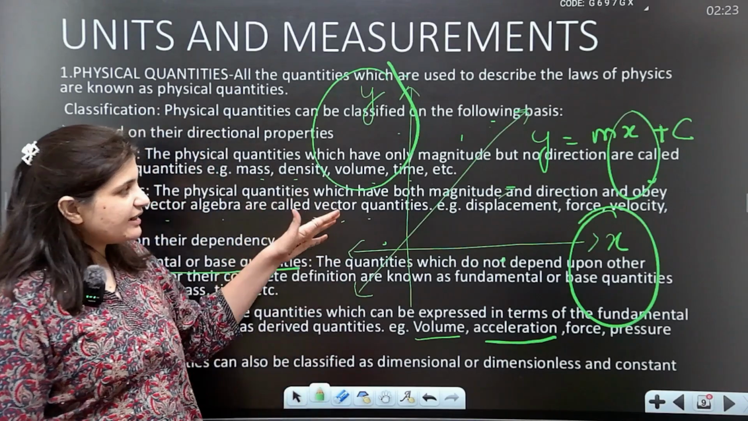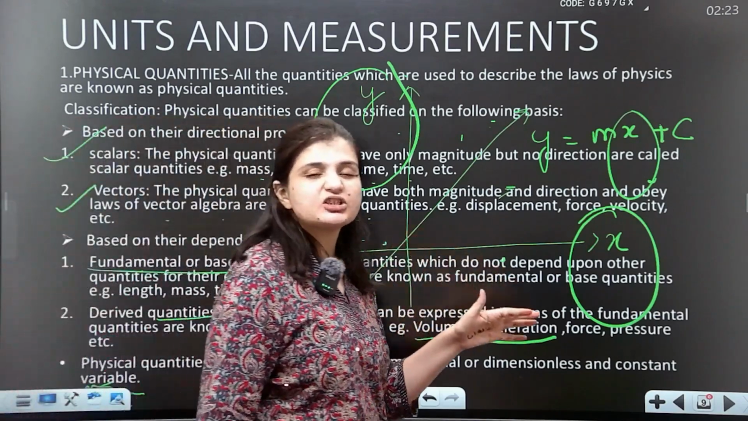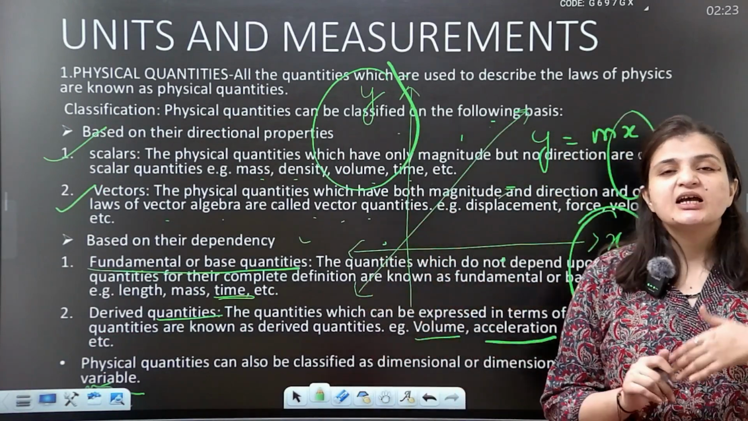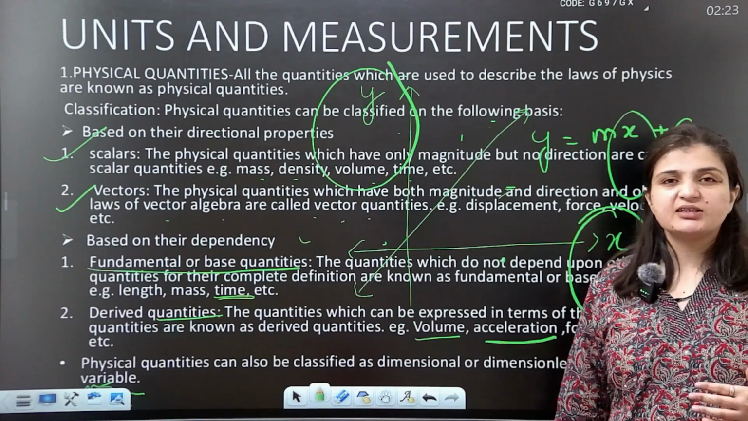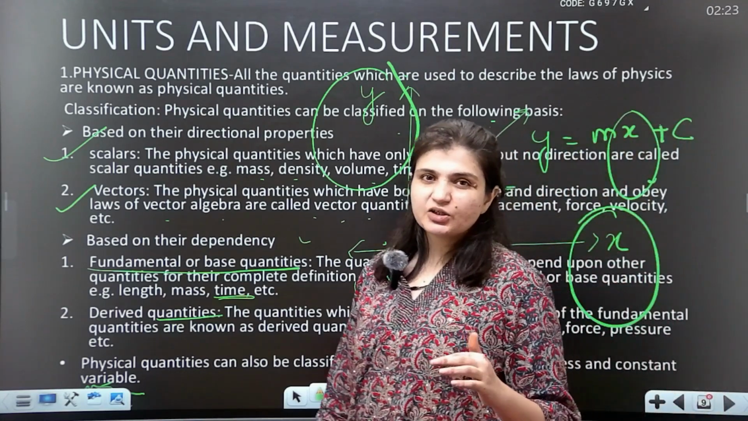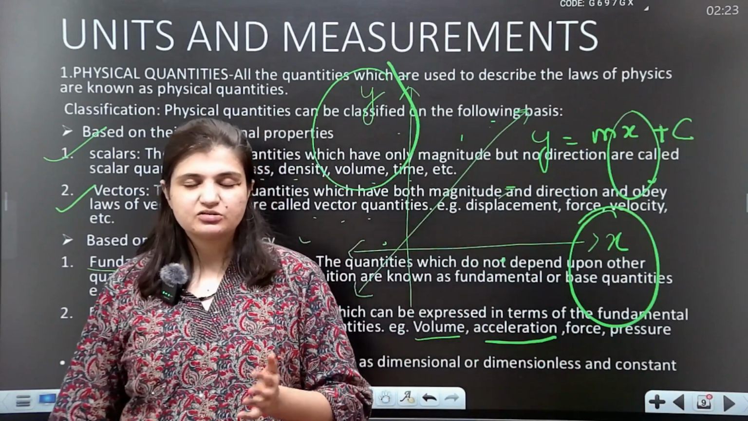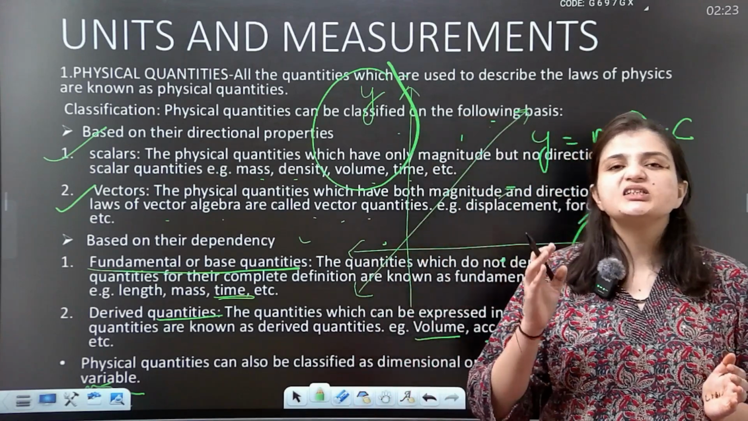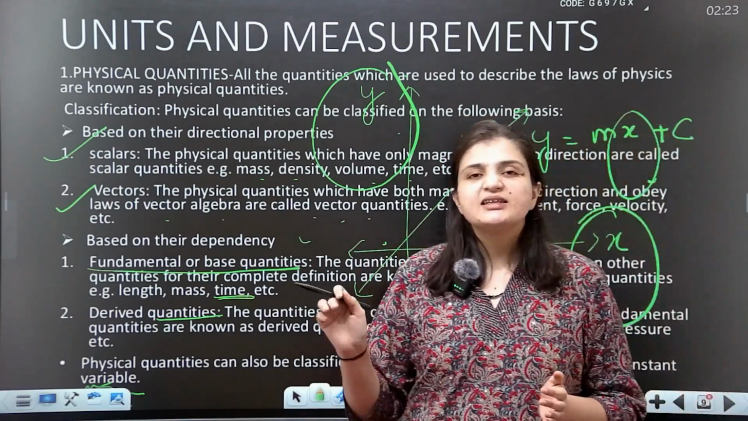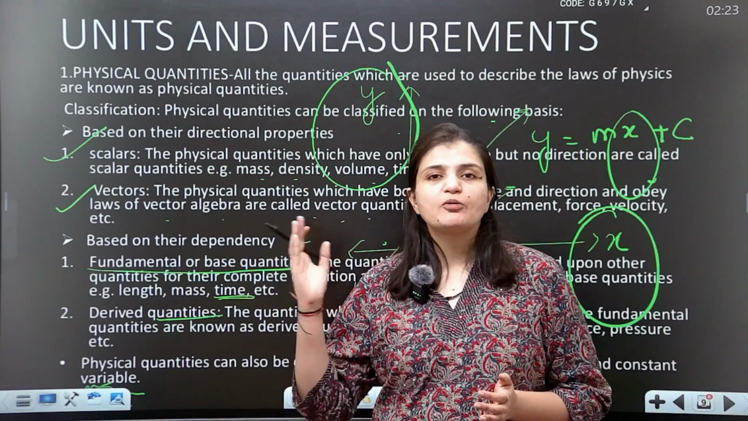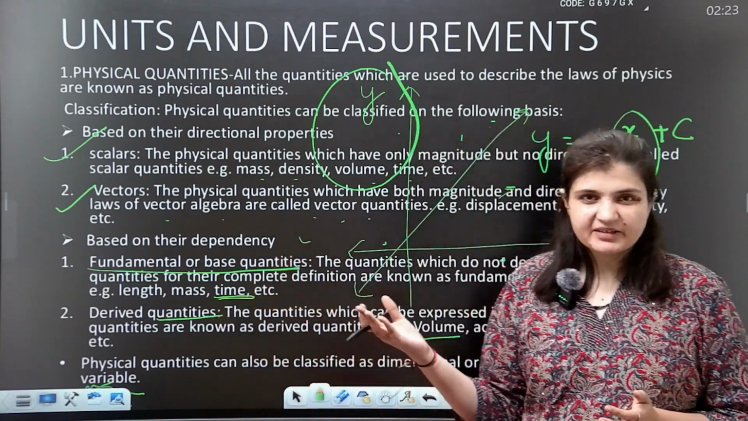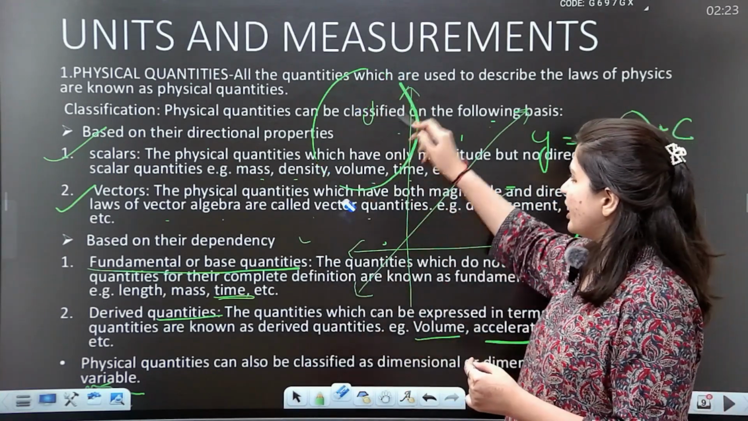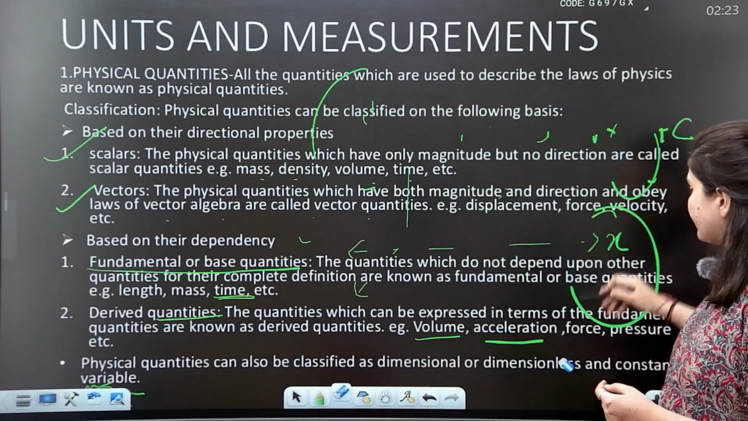Then there is a categorization based on their directional properties, such as the scalar and the vector. What is a scalar? Which has magnitude. Vector, which has magnitude and direction. So they have labeled in these two, because the quantities which have direction follow certain other properties. For example, we have gone through the force example.